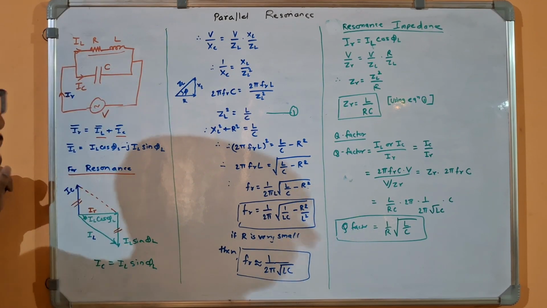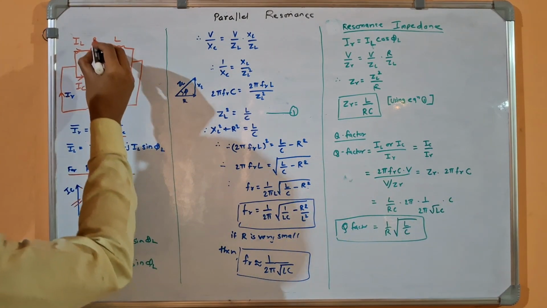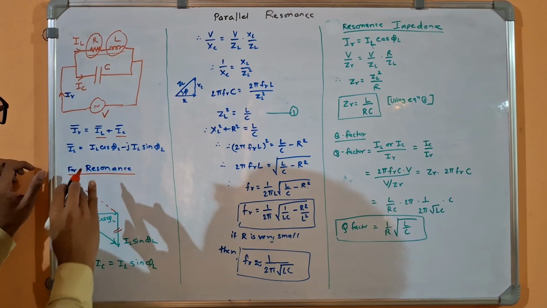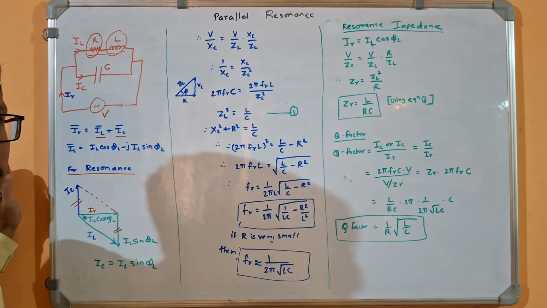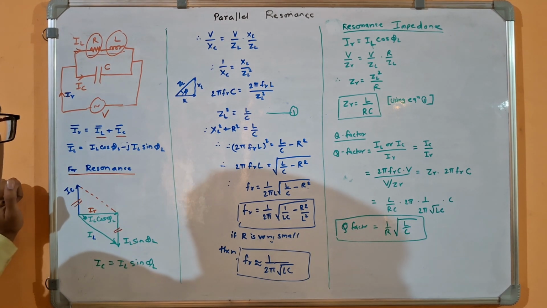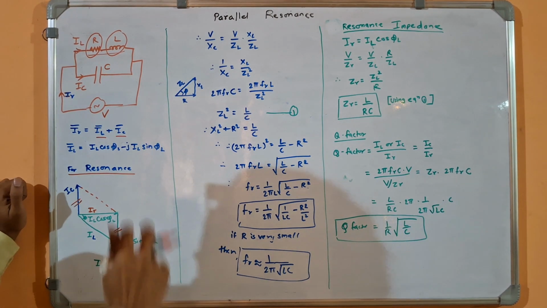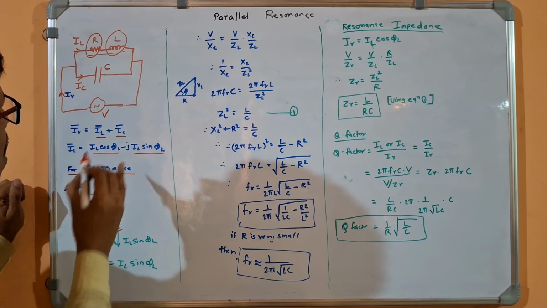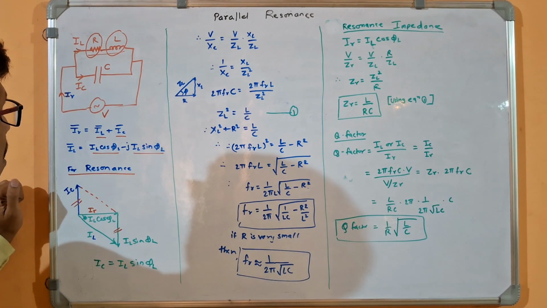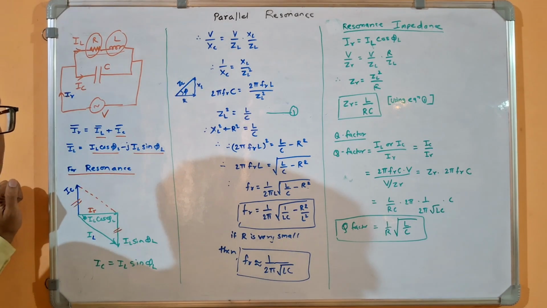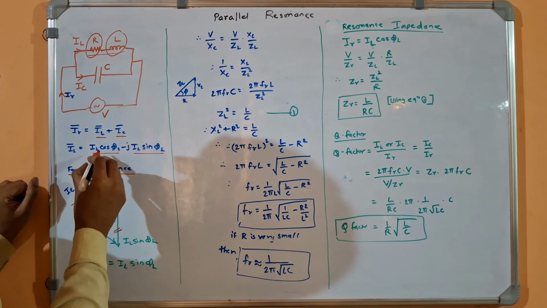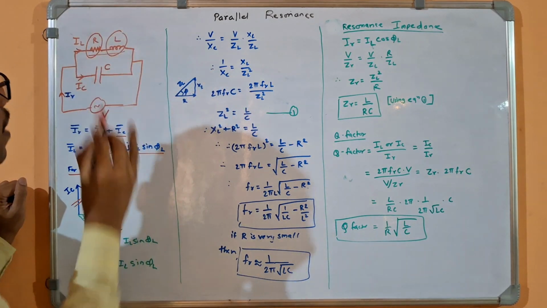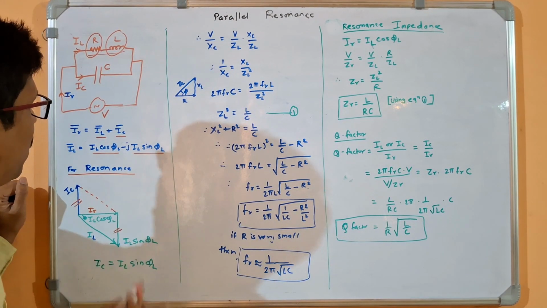But now this IL will get split into two parts. One is resistive part and one is inductive part. So this resistive part is nothing but the resolution of that IL as IL cos phi, and this inductive part is nothing but IL sin phi. This IL can be split into two parts. One is resistive part given by IL cos phi, and second part is inductive part IL sin phi.